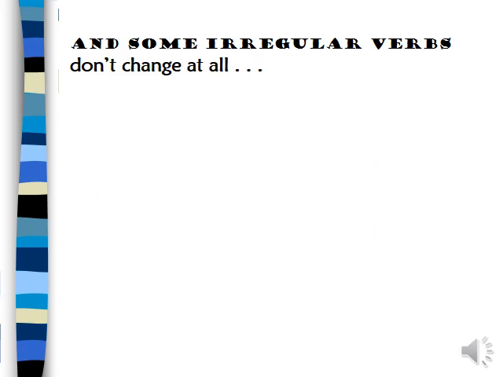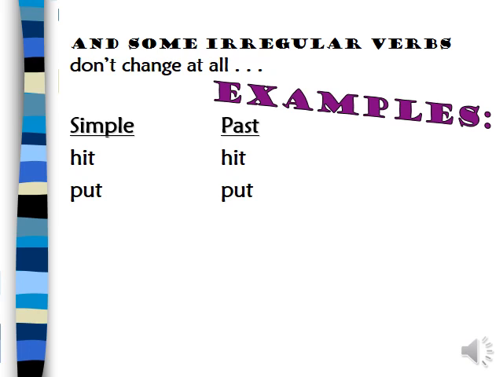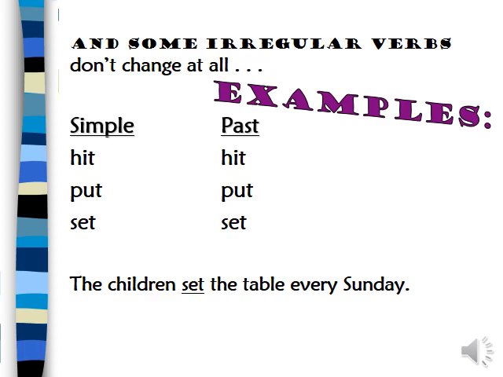And some irregular verbs don't change at all. For example, hit. Simple and past have the same verb. Put. Sit. The children sit at the table every Sunday. The children sit at the table last night. In the first sentence, the verb sit is present because the time expression is every. And in the second sentence, last night, the verb will be the second form of the verb sit, but we don't change it.